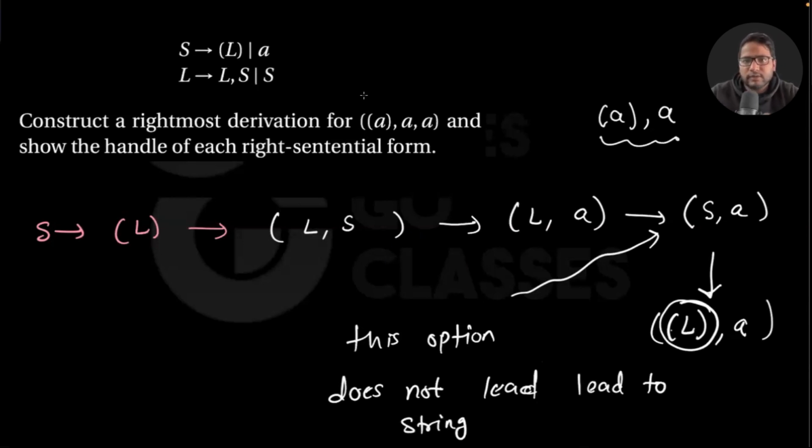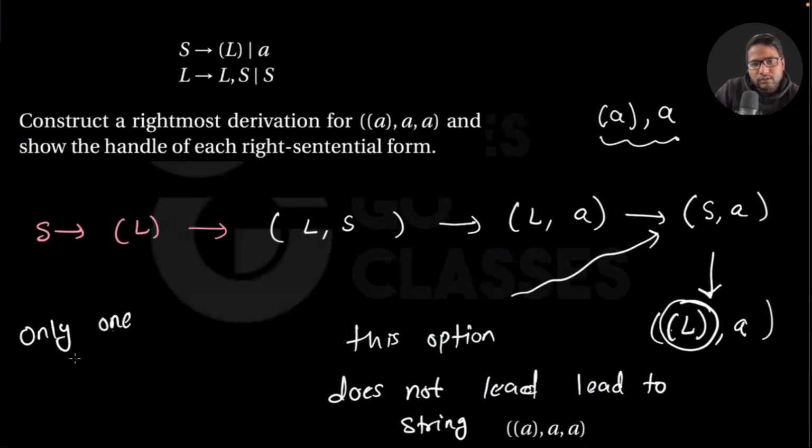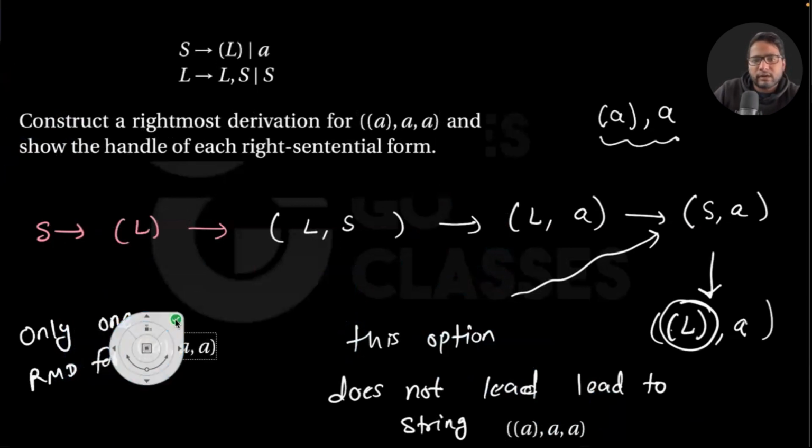Which is this one, right? This option does not lead to this string. So only one RMD exists. Only one RMD for this string. So basically, for the given string, there is only one RMD, which is good, right? I mean, we are actually good with that.